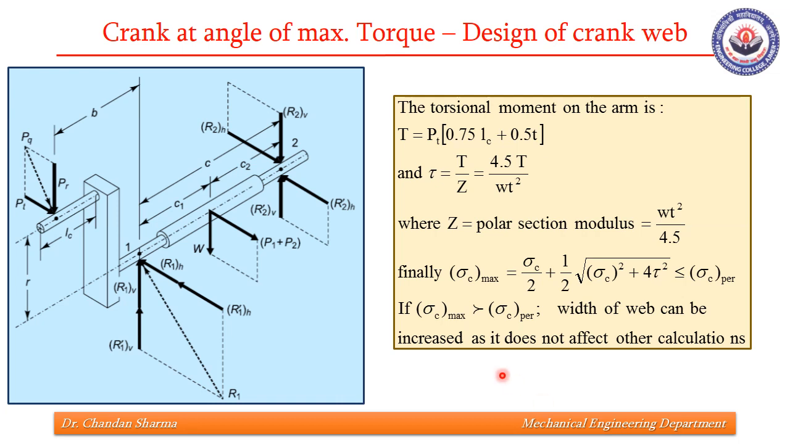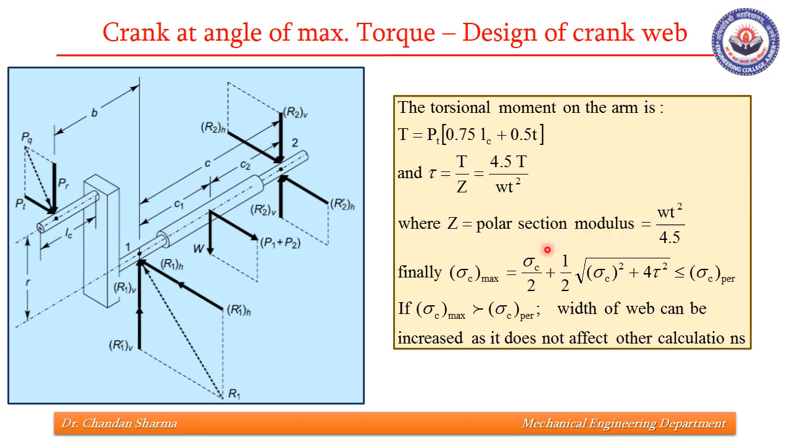Next is torsional moment. Torsional moment is given by PT, 0.75 LC plus 0.5 of T. We are finding it at the midsection of crank web. And Z, polar section modulus for a rectangular web is given by W T square by 4.5. It is worth mentioning that we know every dimension over here, that is width of web, W, thickness of web, T. So we just need to check whether the stresses induced are within permissible limits or not.